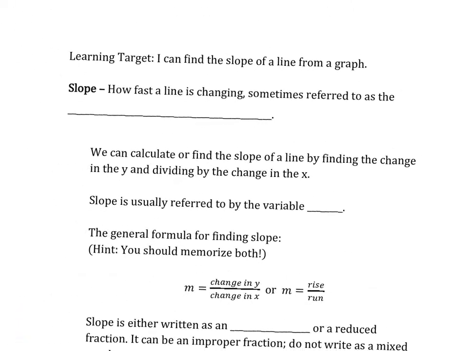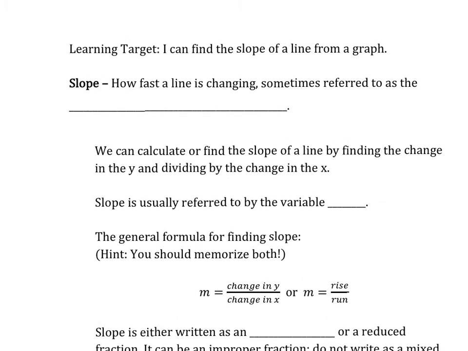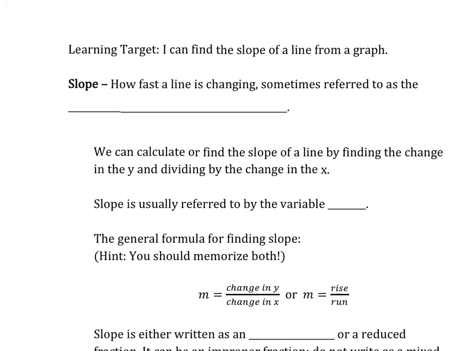Our learning target for today is I can find the slope of a line from a graph. Slope is how fast a line is changing and is sometimes referred to as the rate of change. So if we have a slope of a line, we're talking about how fast the line is changing, or the rate of change of the line.